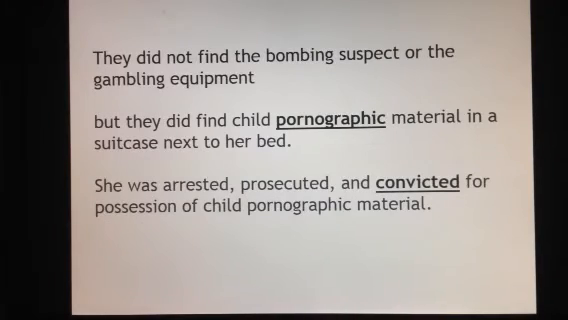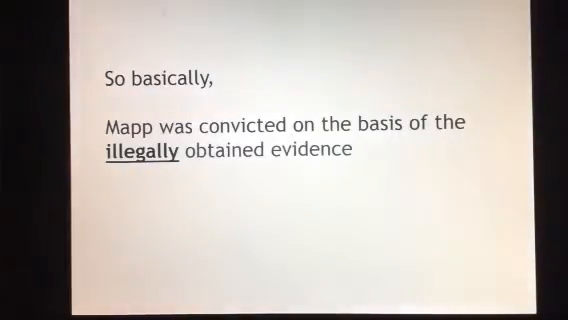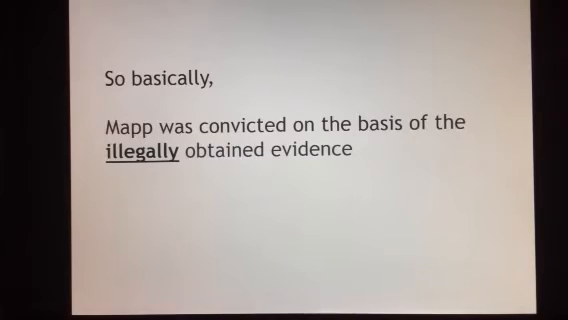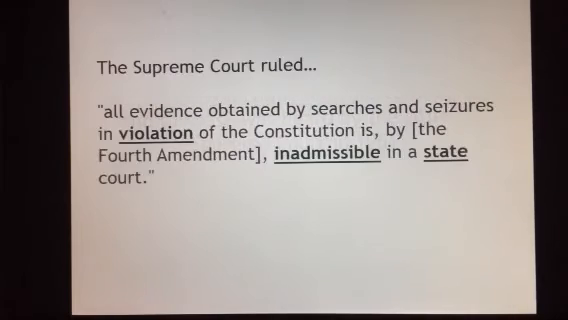They did not find the bombing suspect or the gambling equipment thought to be in her home, but they did find child pornographic material in a suitcase next to her bed. So on that evidence, she was arrested, prosecuted, and convicted for possession of child pornographic material. So basically, Mapp was convicted on the basis of illegally obtained evidence. Her lawyers appealed the conviction, and the case went all the way to the Warren Court in 1961.